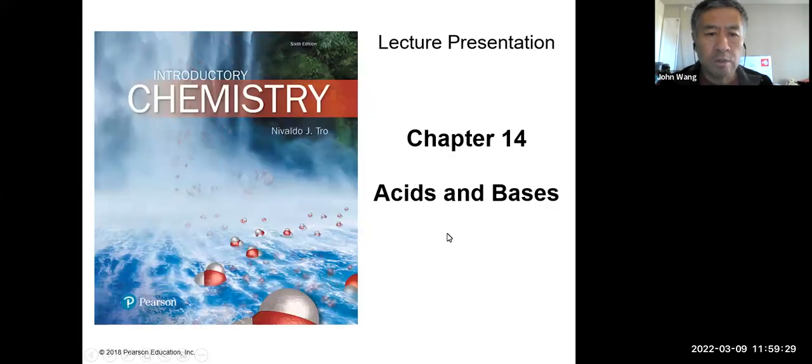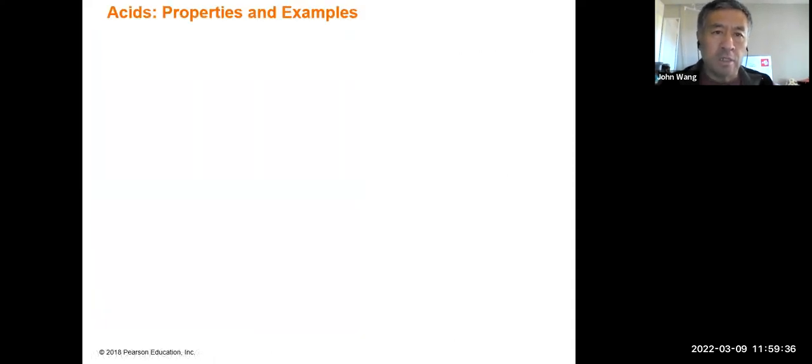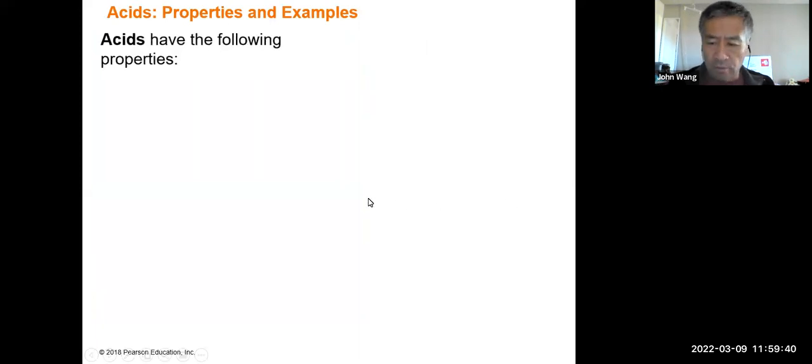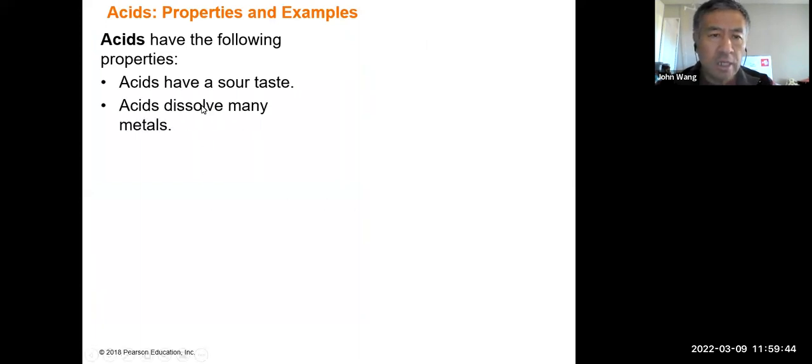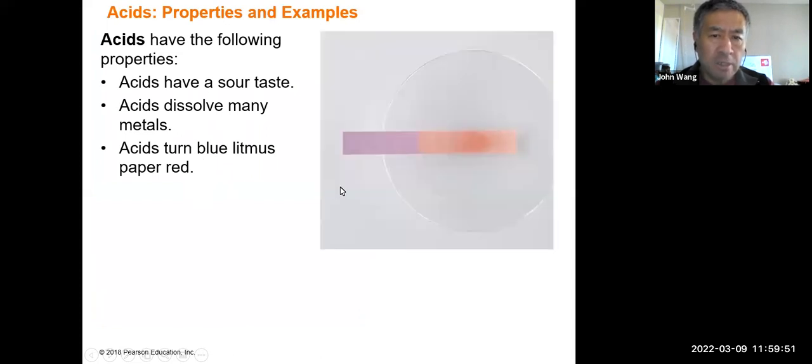Okay, so chapter 14, acids and bases. Acid properties and examples. Acids have the following properties. Acids have a sour taste. Acids dissolve many metals. Acids turn blue litmus paper to red. And here's the picture of the litmus paper, and this part is in the acid solution, so it becomes red.